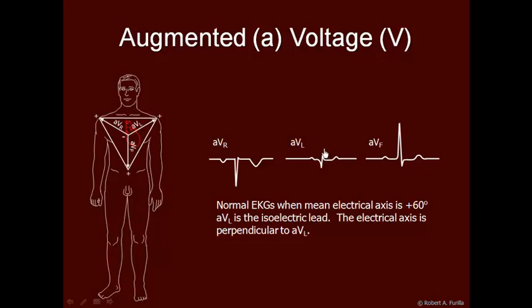And what that means is that the signal is traveling perpendicularly to this lead. If we go over on the triangle, we can see that perpendicular to AVL is right along this way. Now that also means if it's perpendicular to AVL, it's parallel to lead 2. The other thing you'll notice is that AVR is inverted, and that's because a 60-degree axis is moving in this direction. So it's going from the positive to the negative electrodes. Everything is flipped upside down.